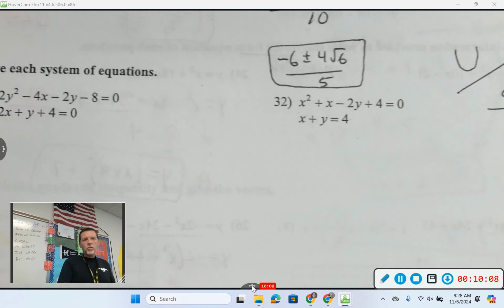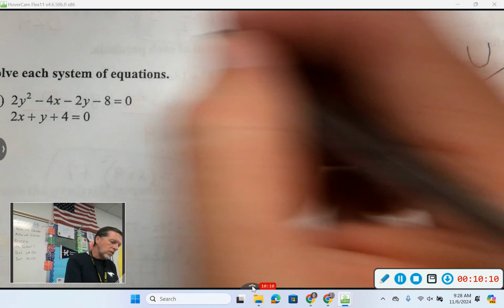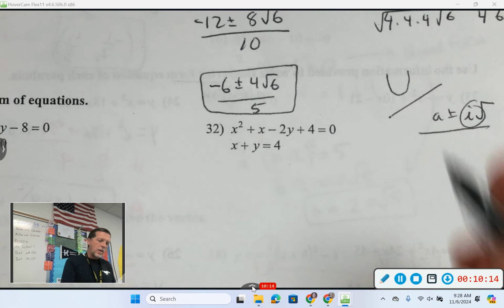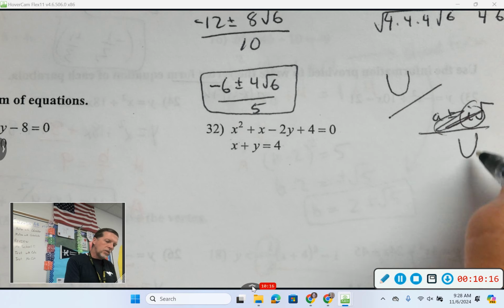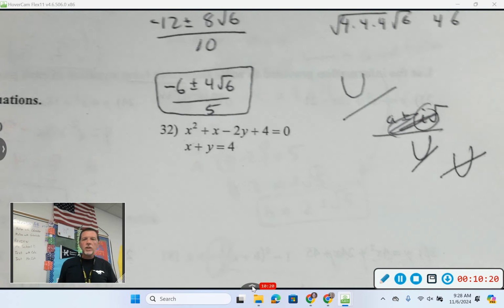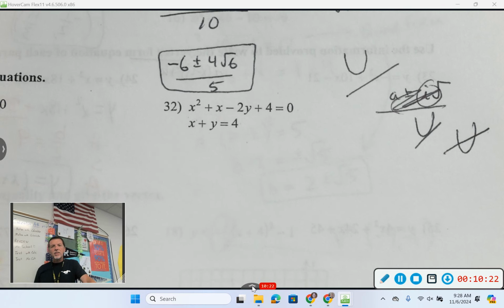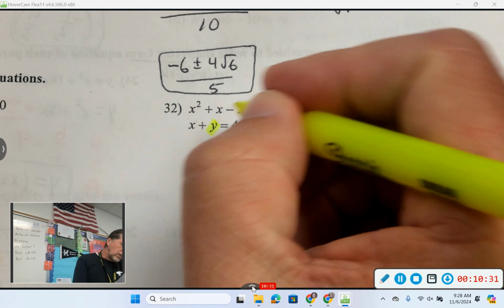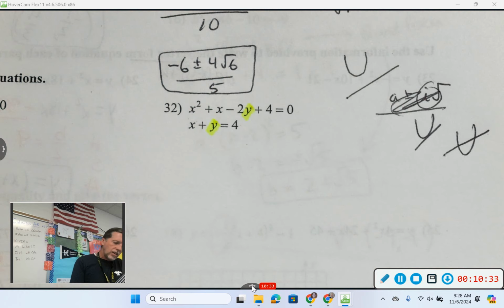All right, 32. Solve each system of equations. So this is where I'm thinking about where do these things intersect. I might get no answers. I might get one answer. I might get 2 answers, depending on where the parabolas and lines go. Which variable would you like to solve for in this one? I agree, because then you don't have to square anything. So let's solve for y in the second equation.